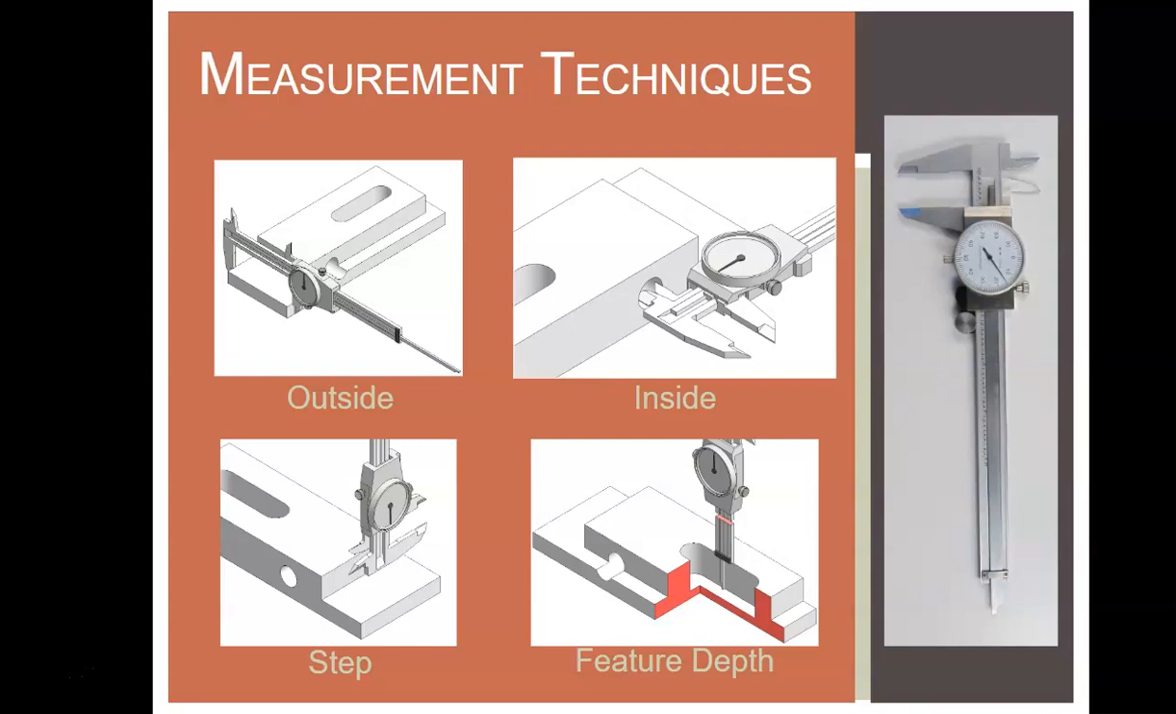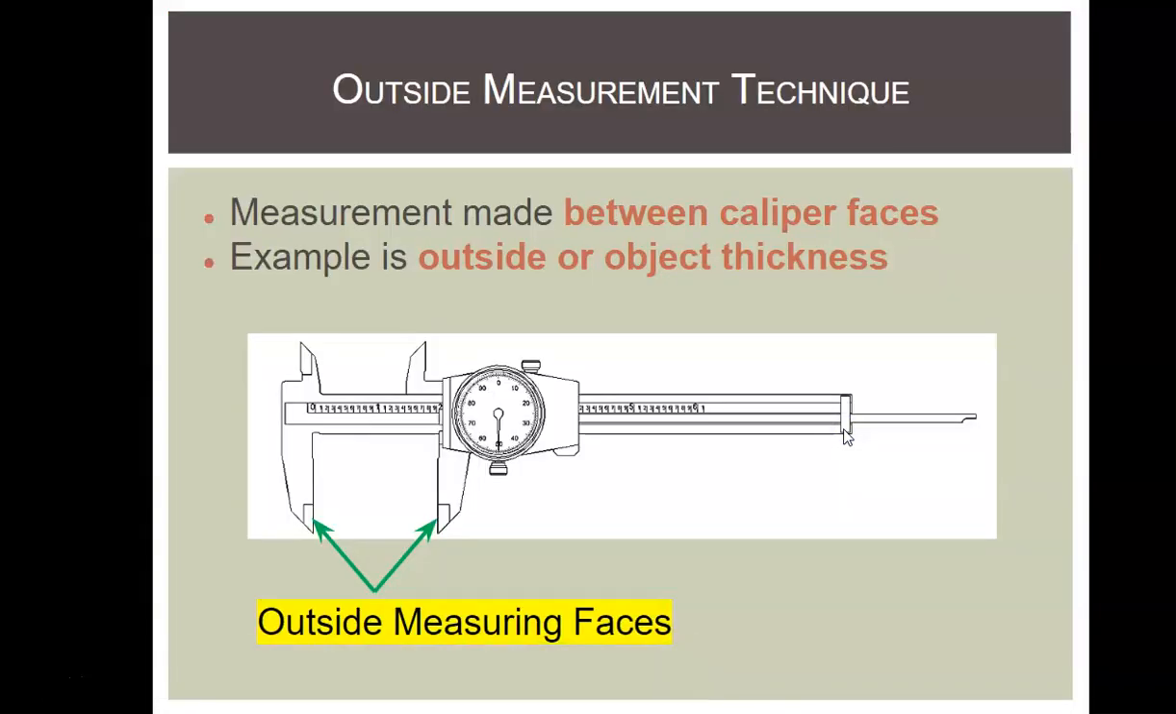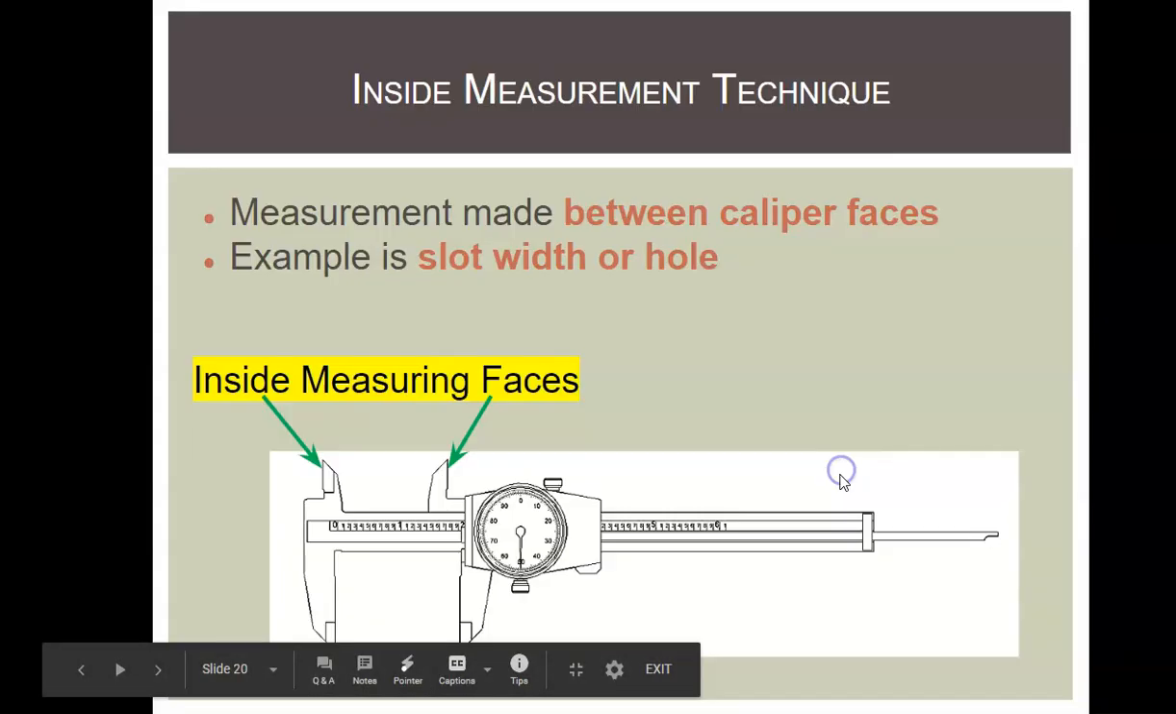Now there are 4 different measurement techniques: outside, inside, step, and feature depth. The first one we're going to do is the outside measurement. This is the main thing that you'll probably use. This is just measuring between the outside or external jaws here. An example would be pinching something to find its thickness. As an example like this, you'd be pinching it here and here. That's the typical measurement most people use.